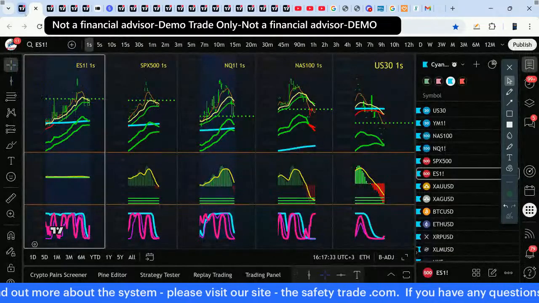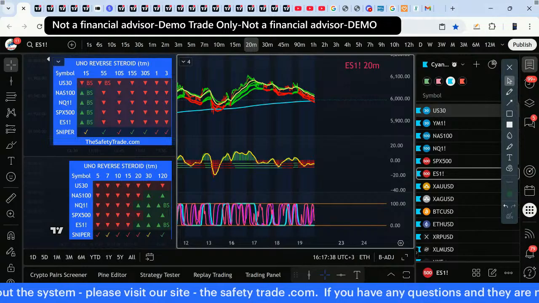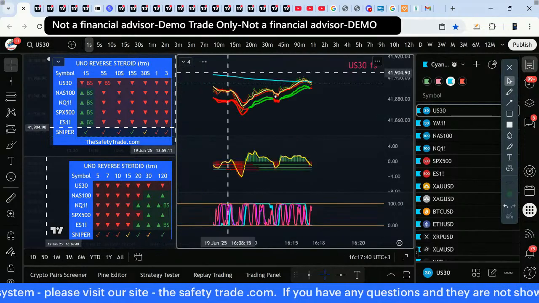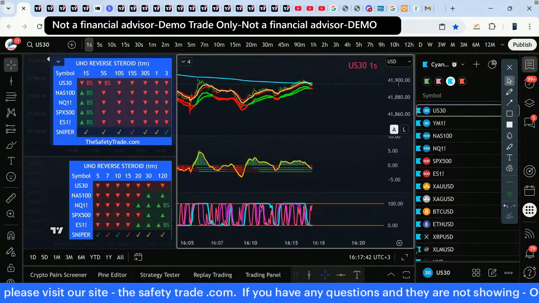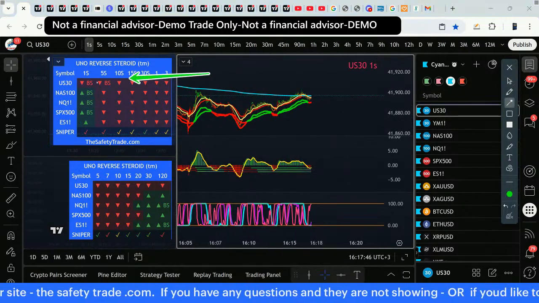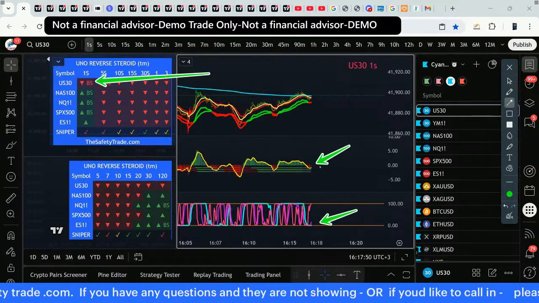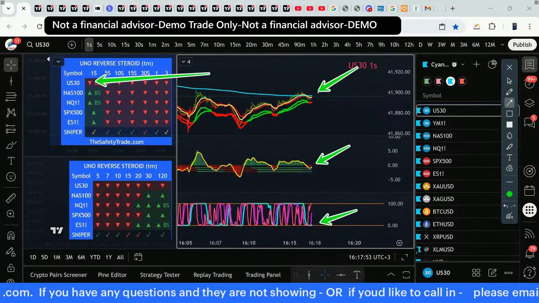I don't know where we're at. Oh, look, US 30. Hold on. Might better get you a little 1 seconder. Buy stop to the 1 second blue line. US 30 is going to hook. Come back up. This will be green. You're going to see the blue line hook up, and you're going to see price action go up above the blue line.